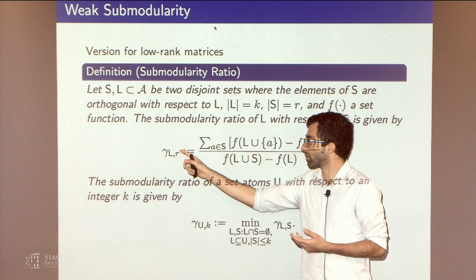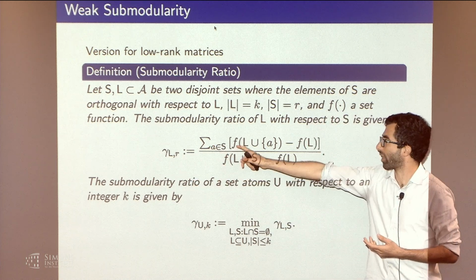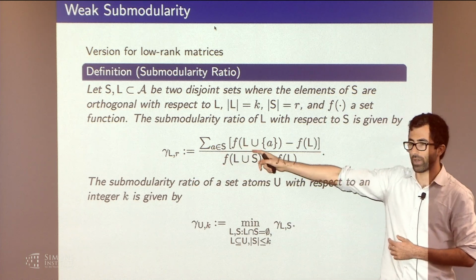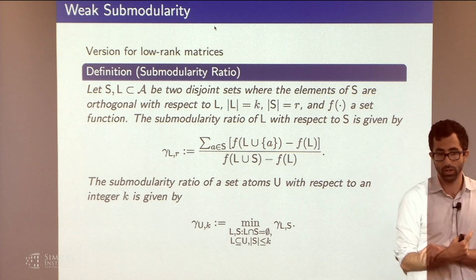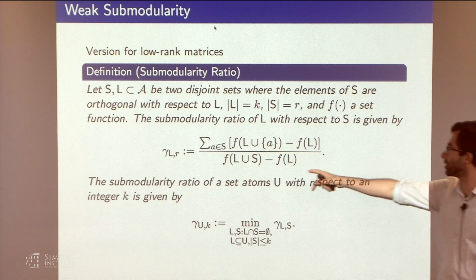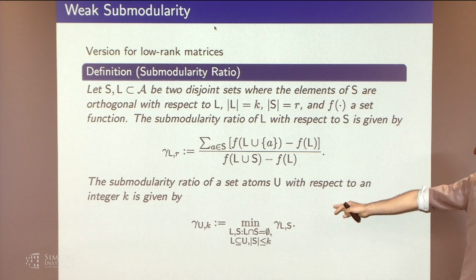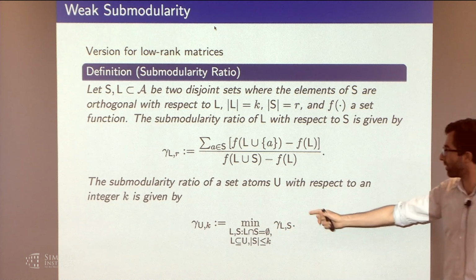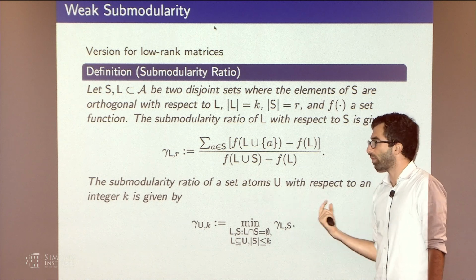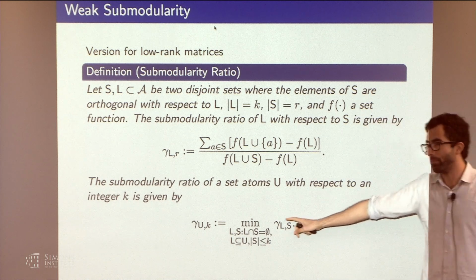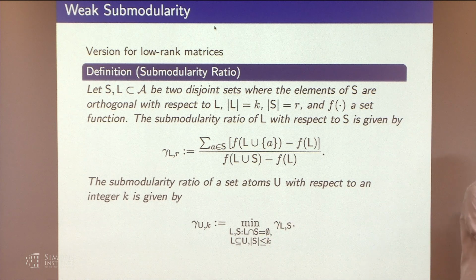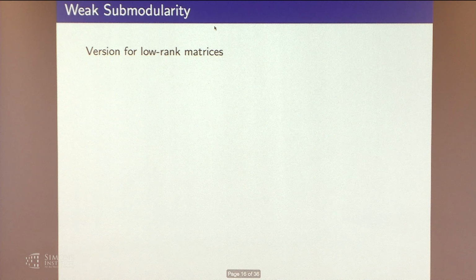Just gamma of L comma R is the sum over A in S of F of L union A minus F of L, divided by F of L union S minus F of L. And then again, we can define the submodularity ratio of another set of atoms U with respect to some K just by the min over all of these sets. And so now this basically just generalizes the notion of weak submodularity.